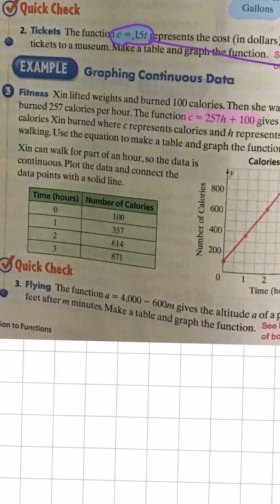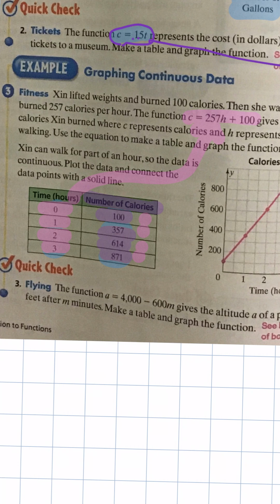So we have 0 hours, 100 calories, 1 hour, 357, 2, 614, 3, 871. They are getting these numbers right here by putting these numbers into the equation. Okay, so that's how these numbers are coming to be. Then go ahead and graph.